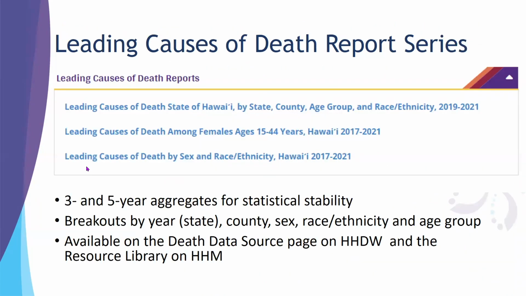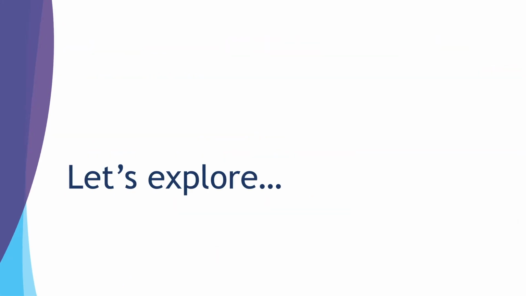There are 3 reports that you'll be seeing in this series. One is the statewide report, which is the leading cause of death by state, county, age group, and race ethnicity, and that is a 3-year aggregate. Then we have the leading causes of death among women of reproductive ages, so females 15 to 44. We use a 5-year aggregate for that, and leading causes of death by sex and race ethnicity. Since we had to combine and split, again, we use that 5-year to get a more stable estimate for those. These reports are going to be available on our death data source page on HHDW and also in the resource library in Hawaii Health Matters. All right, then let's go explore the reports.